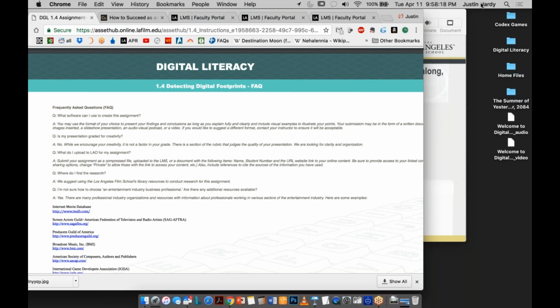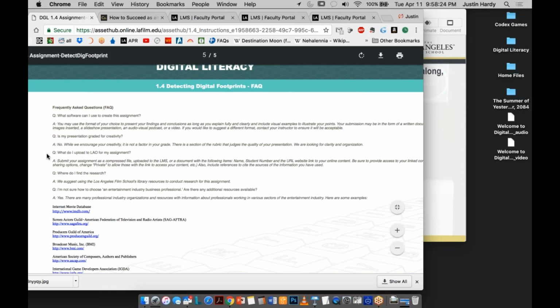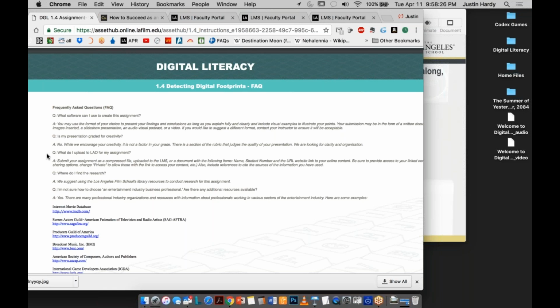Moses, if you're using Pages from Mac, I can open that, so that's going to work. That's not a problem. Is your presentation graded for creativity? No. While we encourage creativity, it's not a factor in your grade. There's a section in the rubric that judges the quality of your presentation. We're looking for clarity and organization.